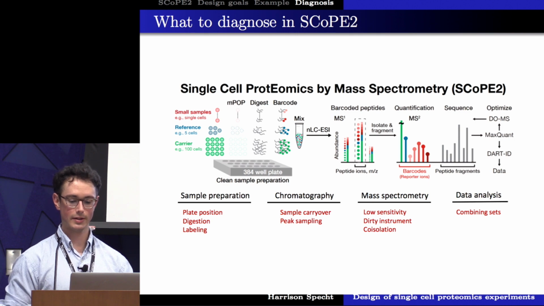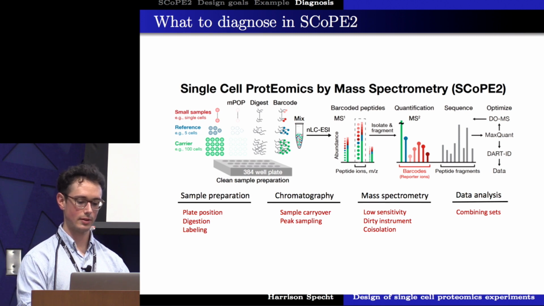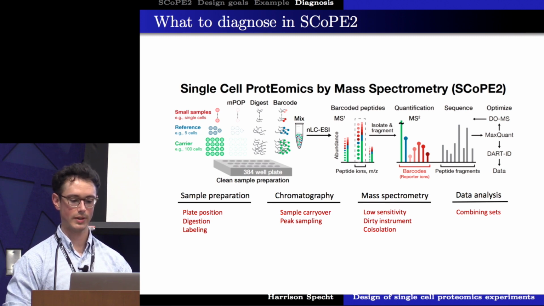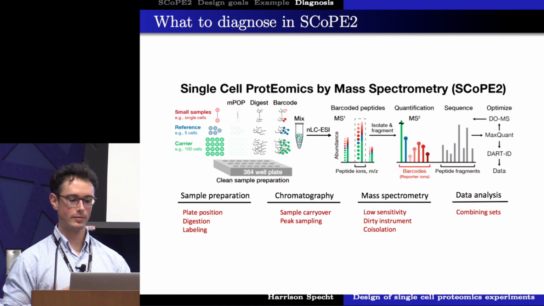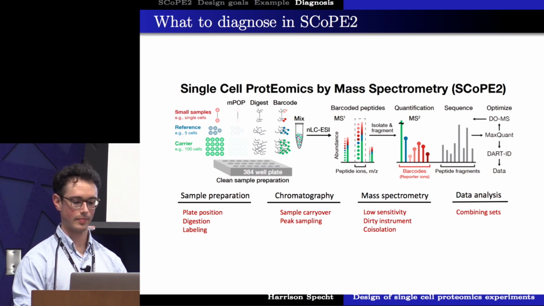And then finally, with data analysis, we could also have problems combining our different sets together if we didn't use a reference channel. Now, the reference channel helps us address the peak sampling issue, meaning sampling our peptides at slightly different points in their elution profile. And it also helps cover combining sets. So since we've discussed the reference channel already, I'm not going to talk too much about that for the remainder of the talk. But I'm going to try to address the rest of these.